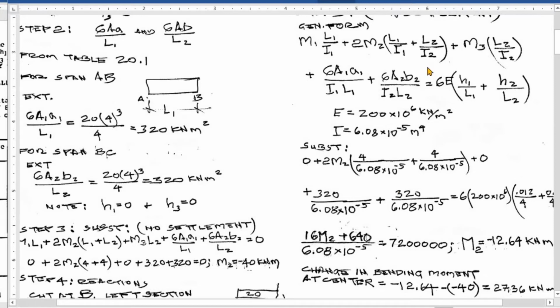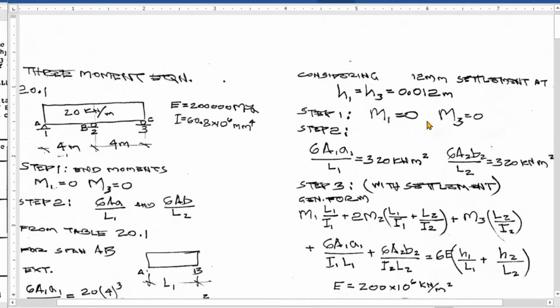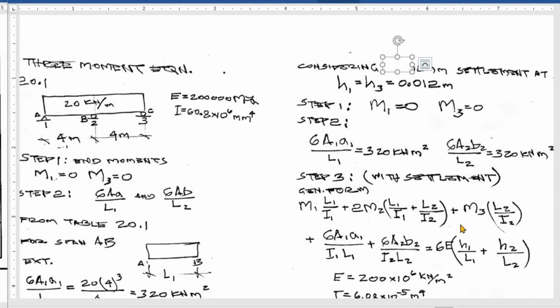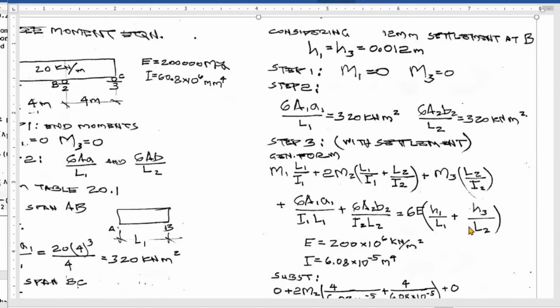Okay? Now let's go to the second approach na merong displacement. So, ang pinagkaiba lang nito ngayon, isa-substitute na natin si H1 tsaka si H2. Okay? And that is H1 equal to 0.012. Okay, this is H3. So, this is H3 all over L2. Okay? Okay, so, bakit naging H1 tsaka H3? And that is 0.1 tsaka 0.3, parehas na dulo-dulo yan. Pero ang nagsettle ay yung 12 mm.